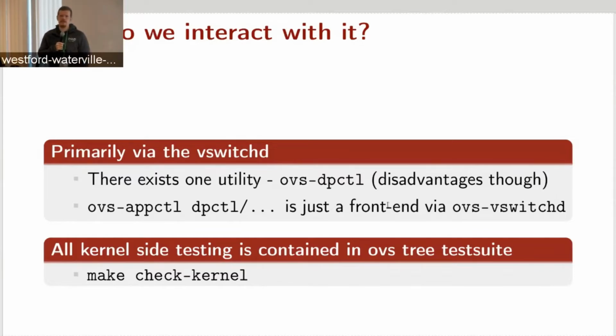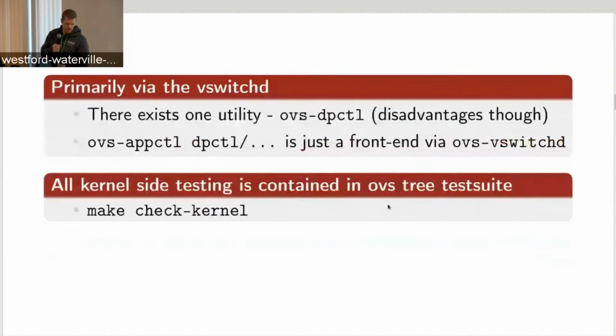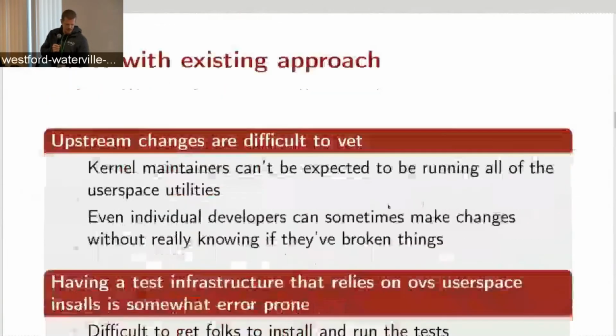Again, I'm repeating the same thing over and over to drill it in. One thing is that all of the kernel side testing that we do is done via make check-kernel, which lives in the OVS tree. But this is all a kernel module, and the test suite is contained somewhere else and run by someone else, with a giant software infrastructure built around it, which has a disadvantage, we'll say.